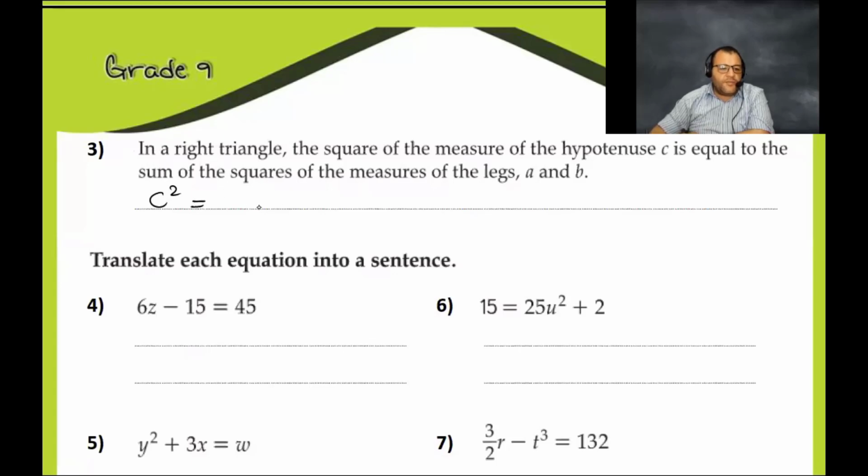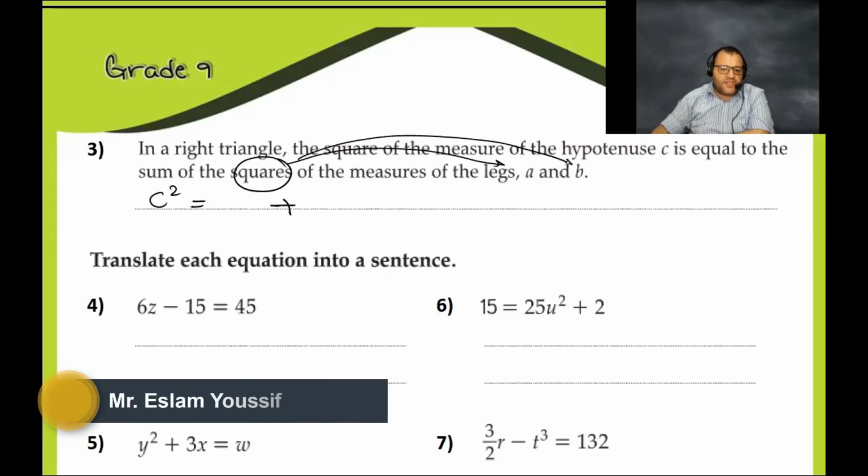The sum. What is the meaning of the sum? The sum means plus. The squares of A plus B. What is the meaning of the square? It means the power of 2. So the square of A plus the square of B. So it would be A squared plus B squared. That's all.